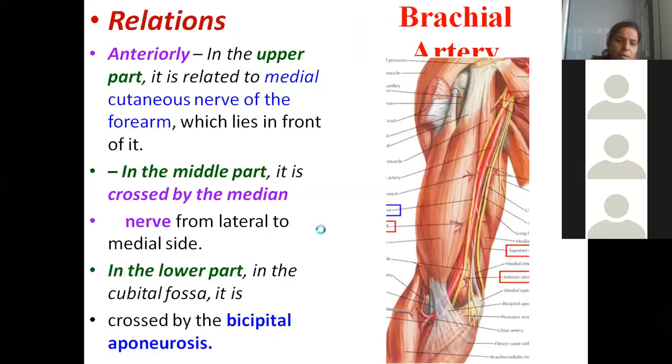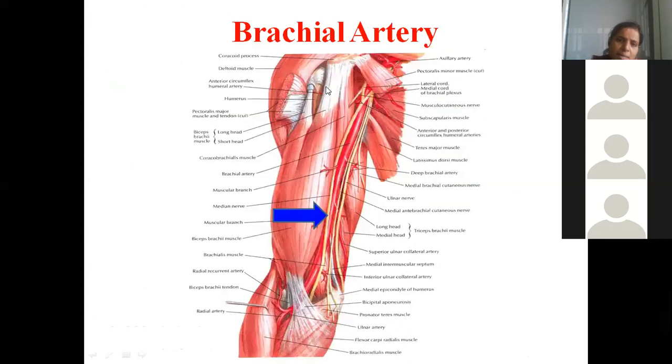Now, this picture will help us understand the same thing better. What are the various muscles you are finding? Short head of biceps, long head of biceps, biceps brachii, coracobrachialis. This red structure is the brachial artery. V-shaped is the median nerve. More medially, the thicker one is the ulnar nerve. The smaller, thinner ones are the medial cutaneous nerve of the arm and the medial cutaneous nerve of the forearm.